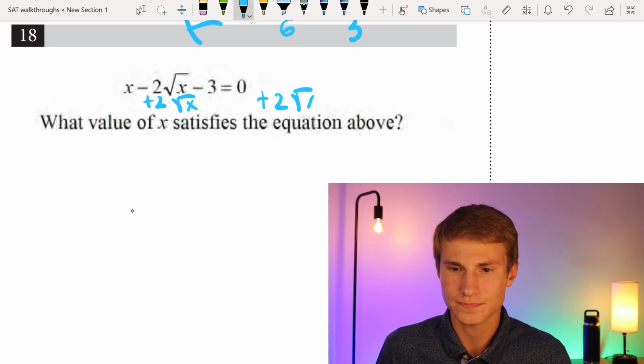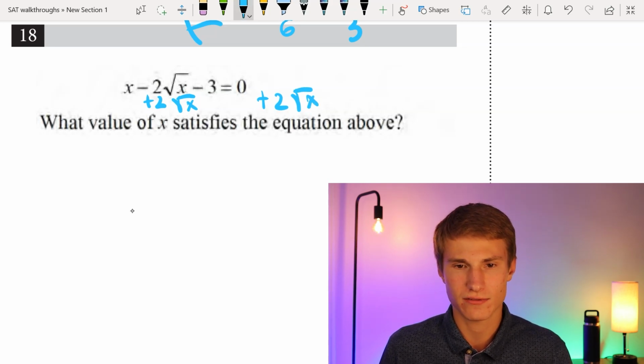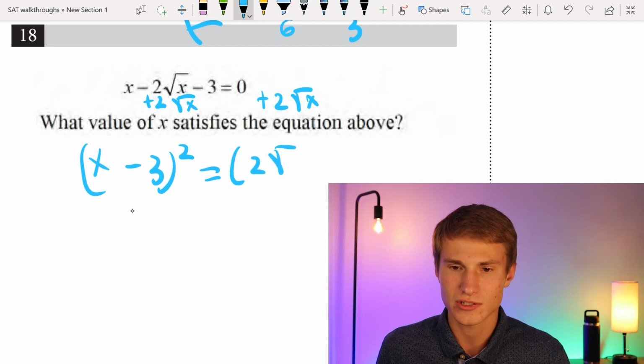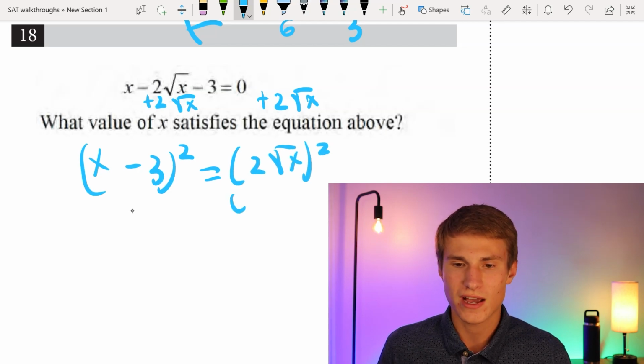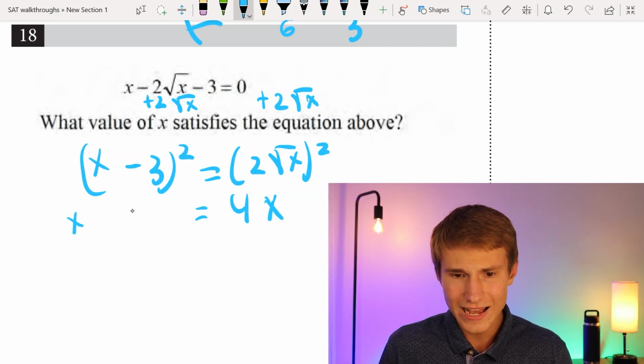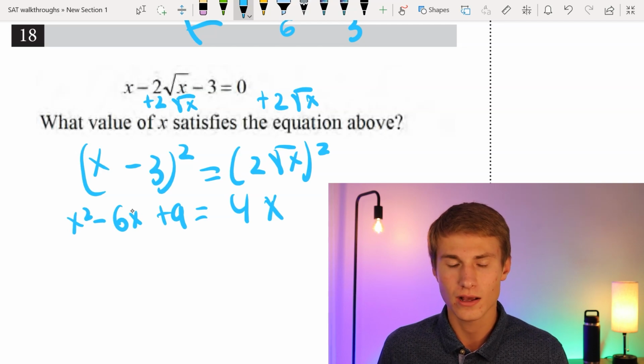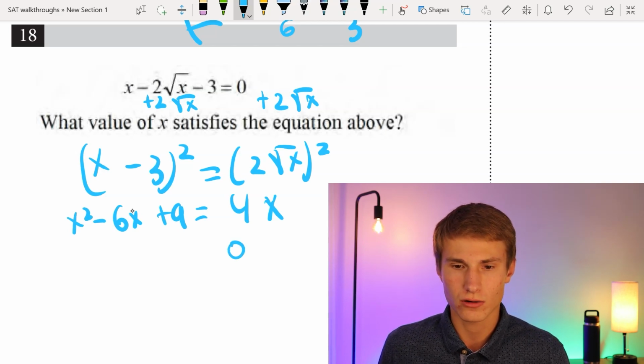All right, now when we do that, we'll go ahead and square each side from there. So we're going to end up with x minus 3, and we've got to square each side, is equal to 2 times square root of x squared. When we do that, we're going to end up with 4x on our right side, and we're going to end up with x squared minus 6x, and then plus 9 on our left side. From here, we want to set this equal to 0 so that we can solve for what value of x satisfies the equation.